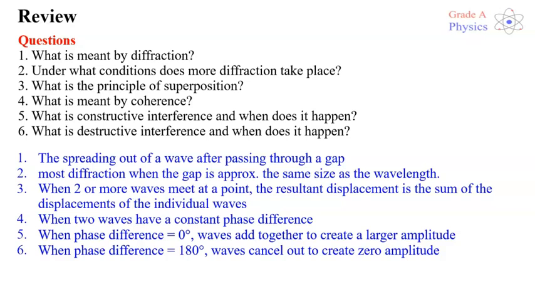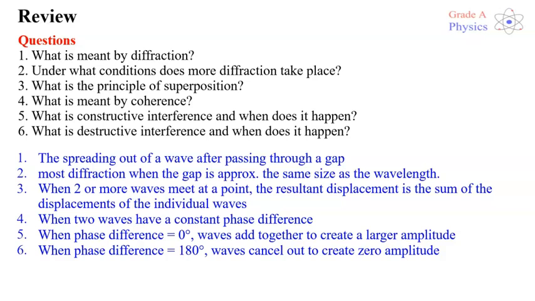We get the greatest amount of diffraction when the gap or the obstacle size is the same size as the wavelength. Principle of superposition, you absolutely need to know this. It's probably a 2-mark question. When two or more waves meet at a point, the resultant displacement is the sum of the displacements of the individual waves. The meaning of coherence: constant phase difference.